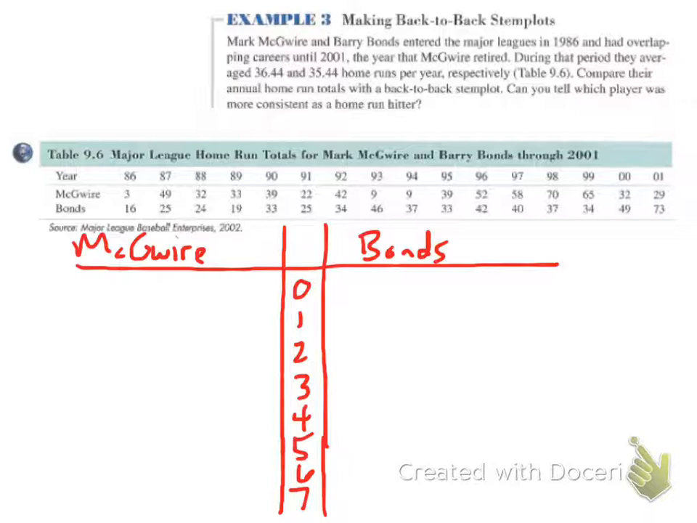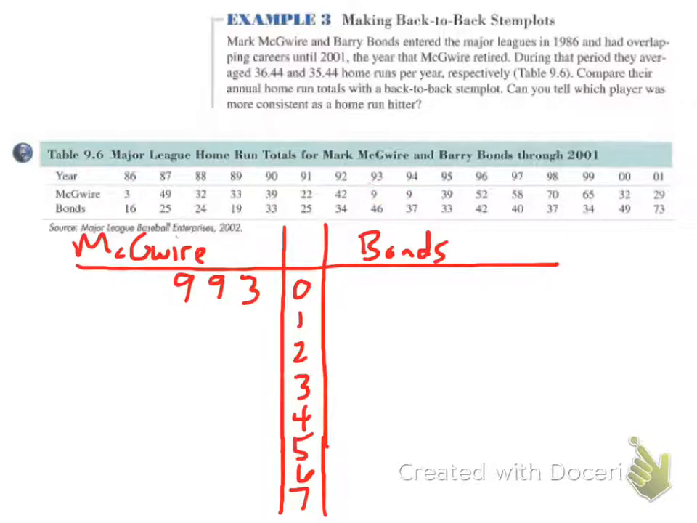So, 0 means single-digit seasons. Barry Bonds did not have a single-digit season. McGwire had 3. He had 3 homers, 9 homers, 9 homers. So 3, 9, 9. Now I go to the teens. Okay, so I go down the list.